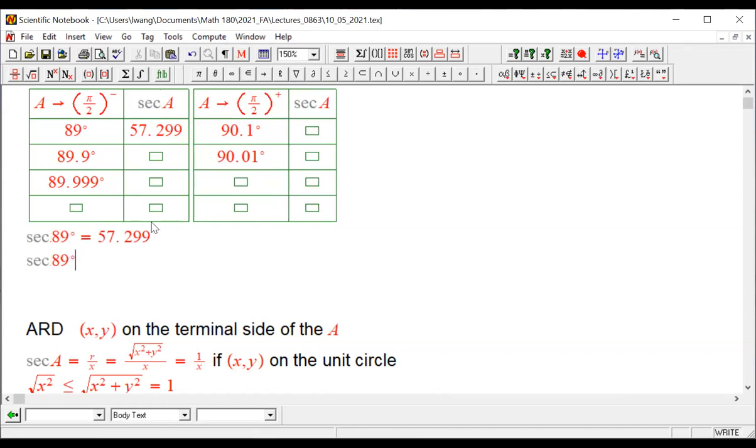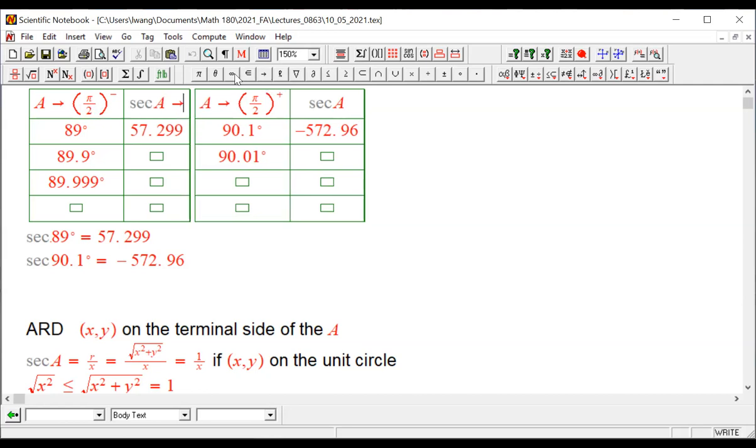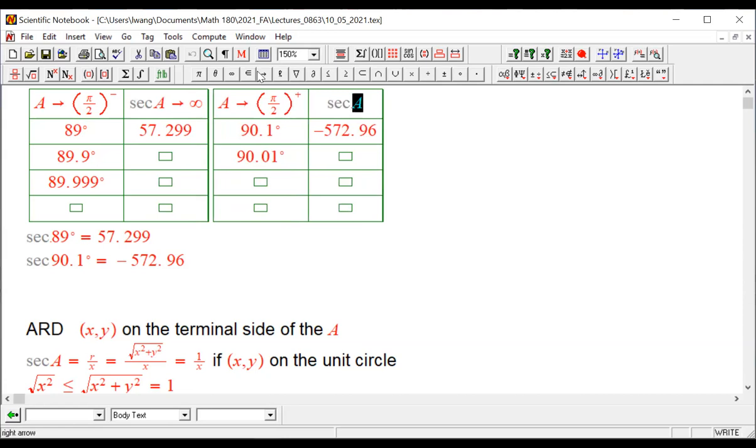For 90.1 degrees, let's see what it gives me. So you're going to keep getting numbers, but I would guess these numbers are getting larger and larger, and these numbers are getting smaller and smaller. So the conclusion would be what? In this case, secant is going to approach positive infinity, and in this case, it's going to approach negative infinity.